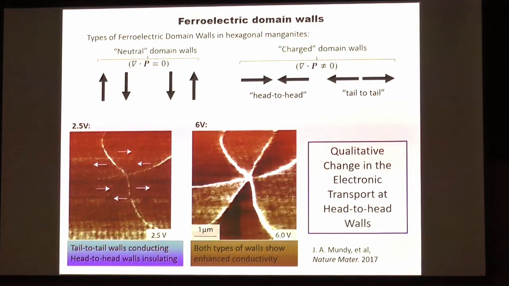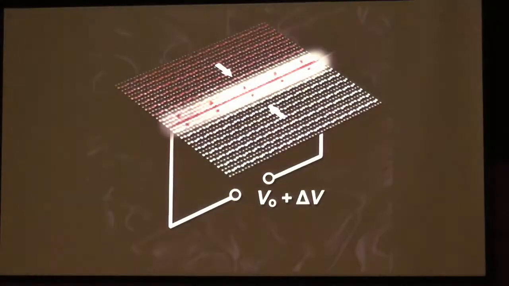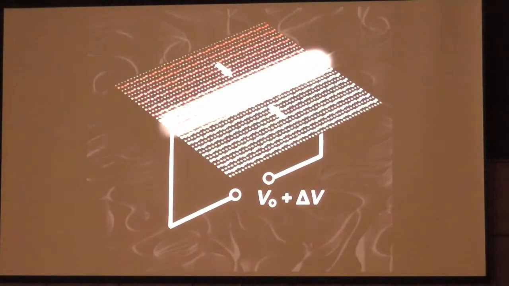And that's because as you apply this larger bias, you're dumping more electrons into there, and you're going from a more localized state to a more itinerant state. And so you can imagine making different kinds of domain wall devices with this. So this is like a ferroelectric domain wall switch, where you apply a voltage and you turn the switch on.